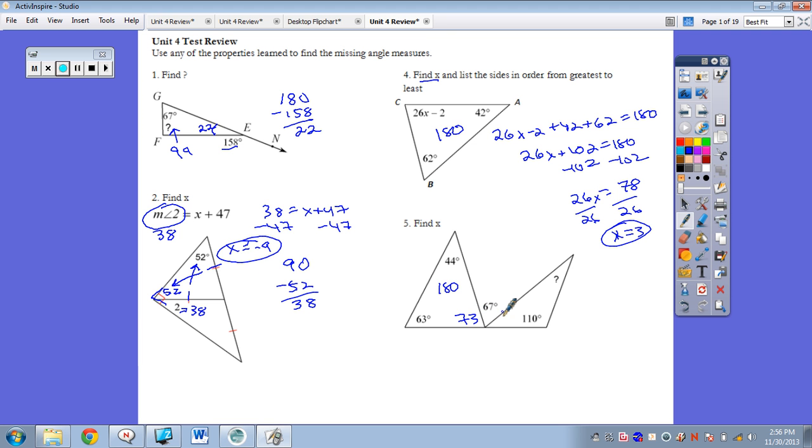Then I have these three angles, this angle right here, this angle, and this angle here, and all together those form a line. So that means the sum of these three angles needs to be 180 degrees. So 180 take away 73, take away 67, gives me 40 degrees left over to make that 180. And then now I'm in the second triangle, and this triangle also has to be 180 degrees. So 180 take away 40, take away 110, gives me a leftover angle of 30 degrees.